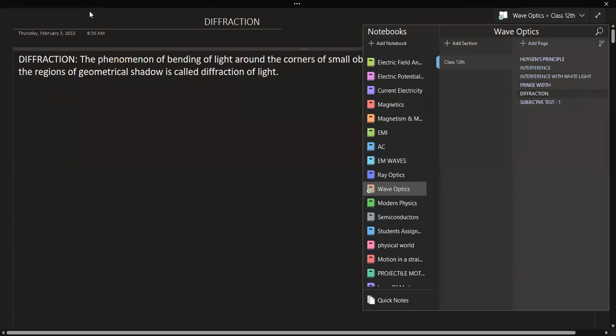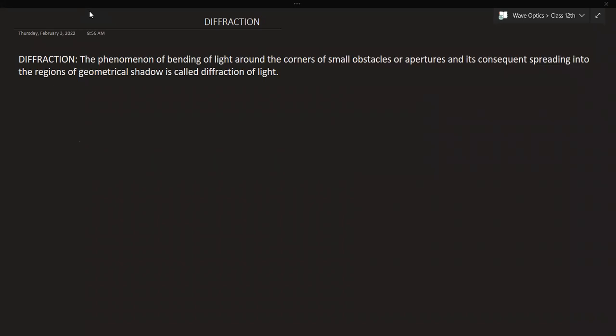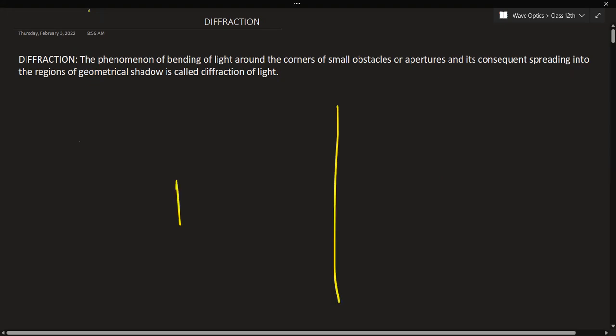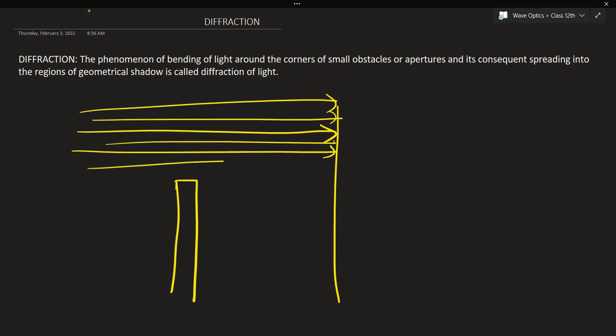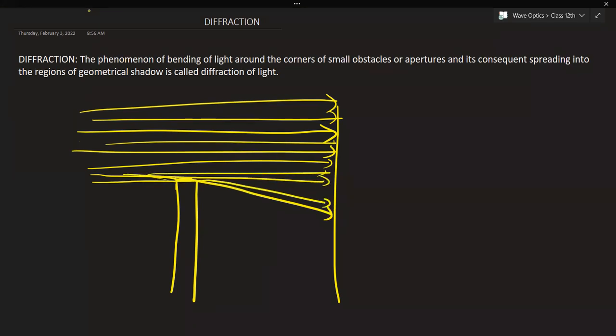Class, understand the meaning of diffraction. Diffraction is basically when the light bends around the corners. For example, you here have a screen. Here is an obstacle. Light will pass straight away from this part, like this, all the light rays will be straight. But when the light ray strikes this corner, it will bend. All the light rays that strike the corner will bend while the rest will travel in a straight path. So this bending of light around the corners of an obstacle is known as diffraction.